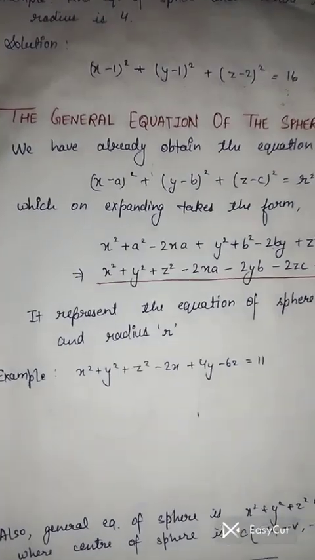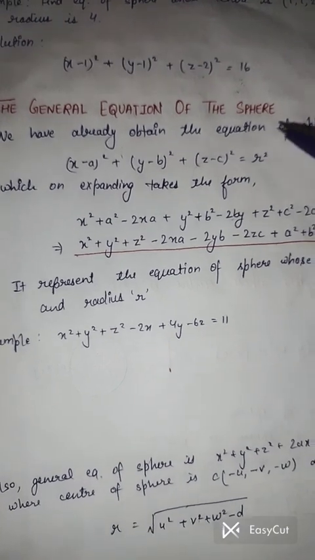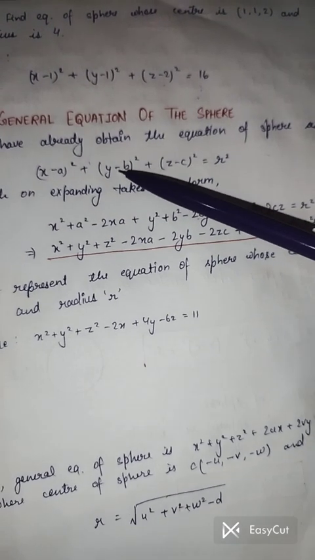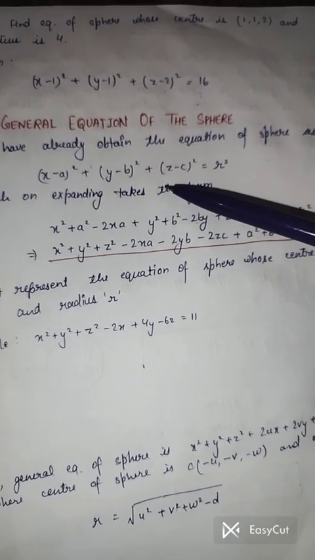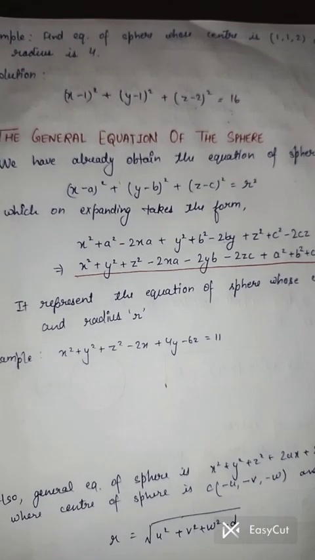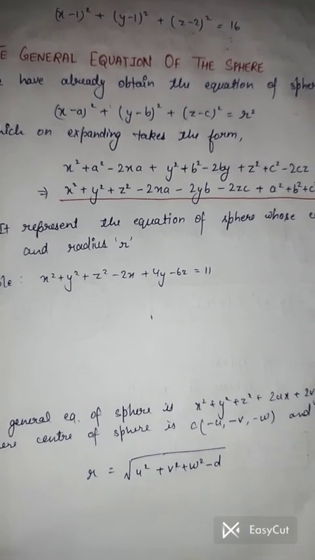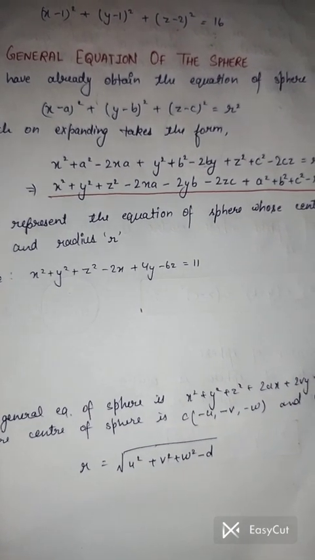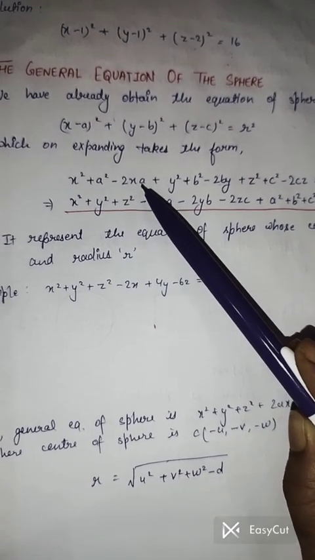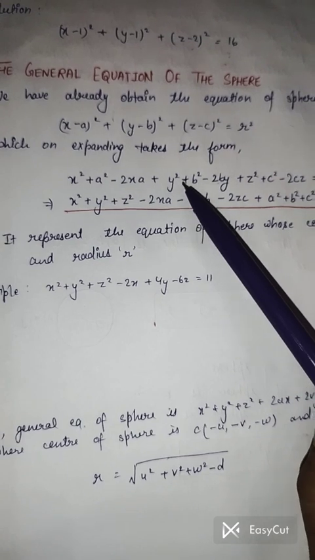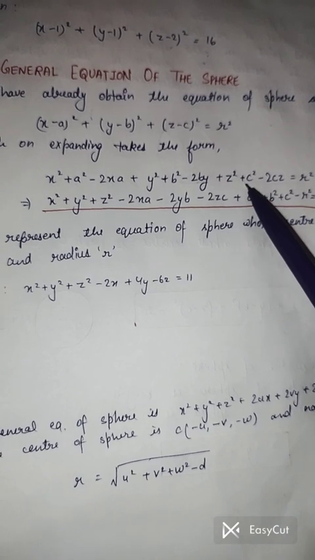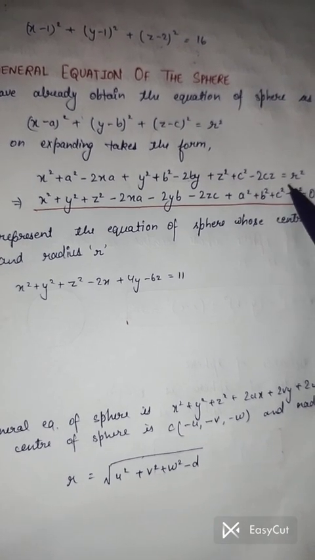That is the general equation of the sphere. We have already obtained the equation of a sphere as (x minus a) whole square plus (y minus b) whole square plus (z minus c) whole square is equal to r square. Now on expanding the above equation, we get x square plus a square minus 2xa plus y square plus b square minus 2yb plus z square plus c square minus 2zc is equal to r square.